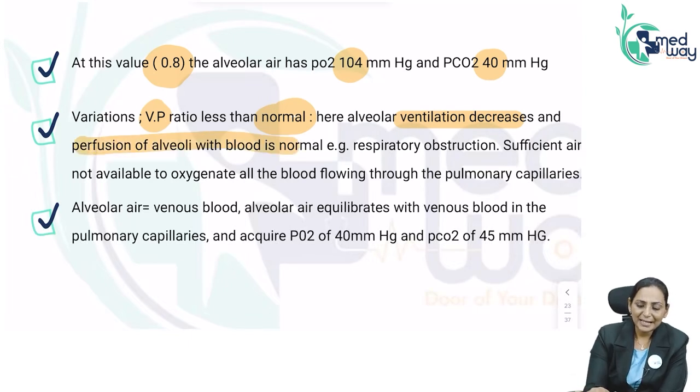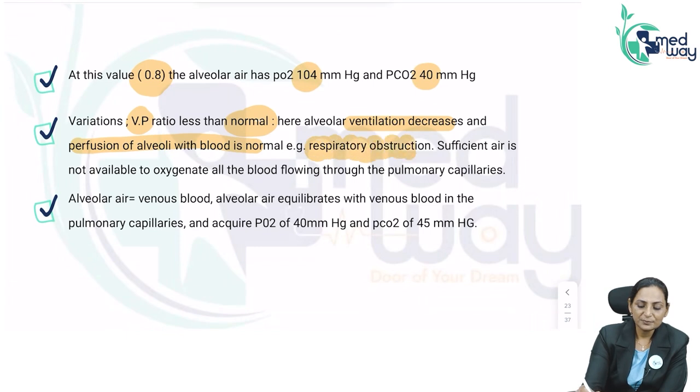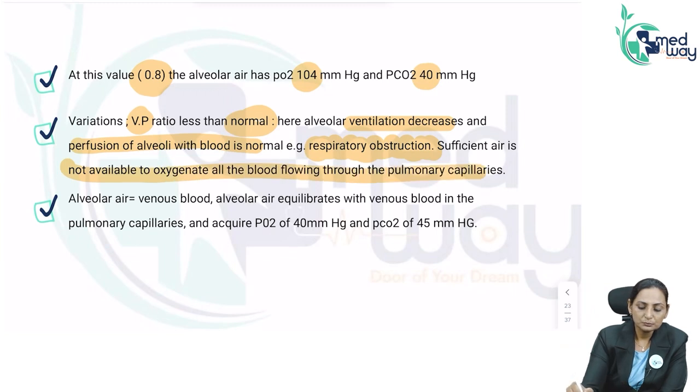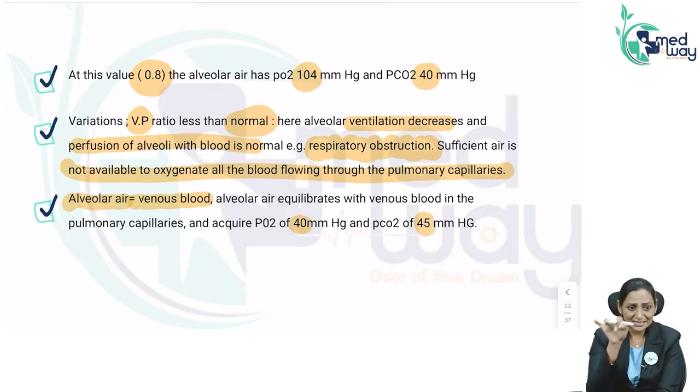For example, any kind of respiratory obstruction. You are given a clinical based question. A person is having a bronchospasm, he's having a bronchial tumor, he's having obstruction of the airways. What will be the oxygen and the carbon dioxide level? They will be the same as that of the venous blood because there is no ventilation, right? So sufficient oxygen is not available to oxygenate, because there is obstruction, the ratio is less. On the contrary, the alveolar air will have carbon dioxide and oxygen equal to that of the venous blood, that is 40 and 45. Just now which I have told you.